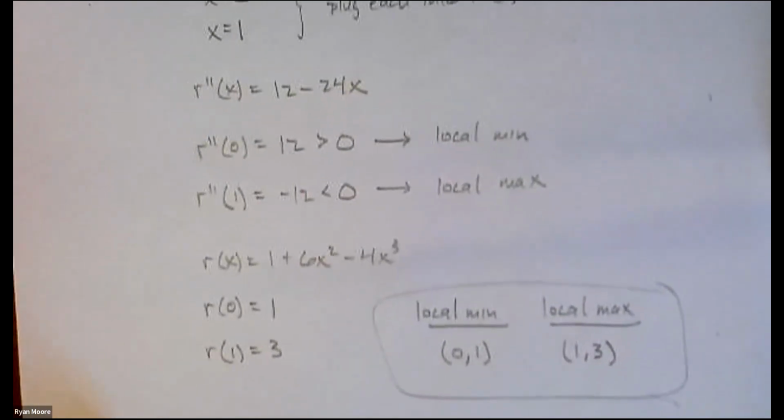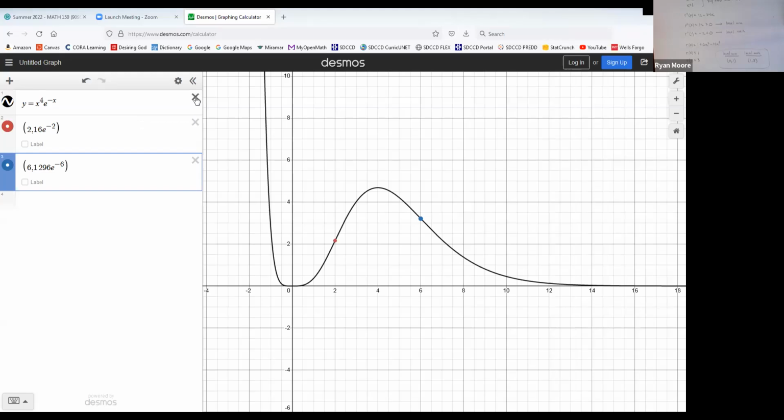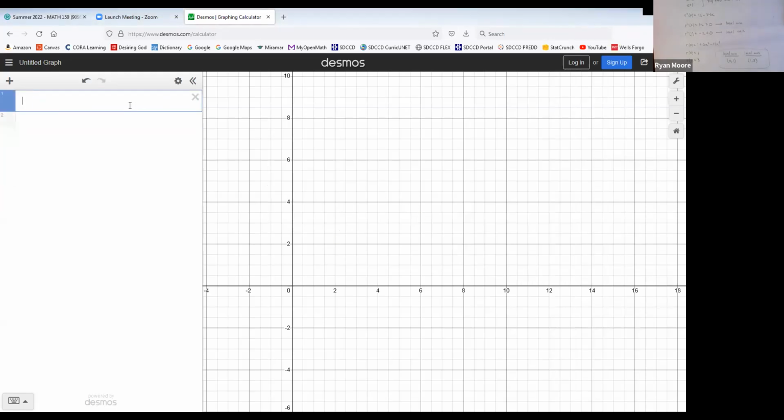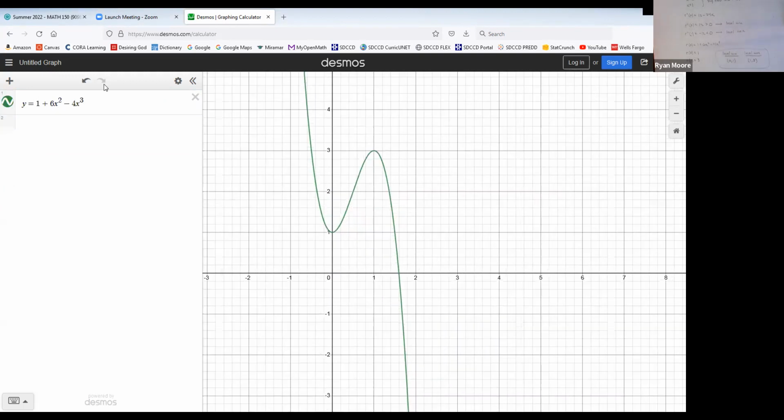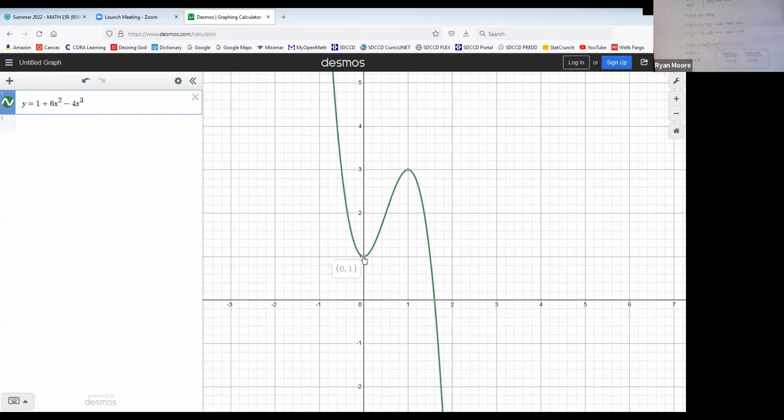Okay, hey, I can't end this without taking a look at this graph really fast. Okay, what was it? y equals 1 plus 6x squared minus 4x cubed. There it is. We can just hover. Yep, (0, 1) is a min. (1, 3) is a max. And we can see the concavity. It's concave up. It's concave down. Very nice.